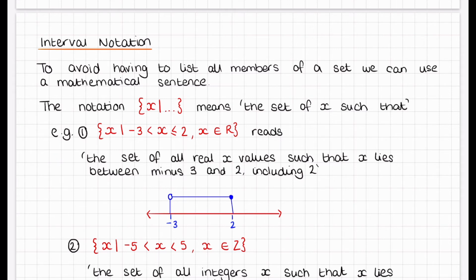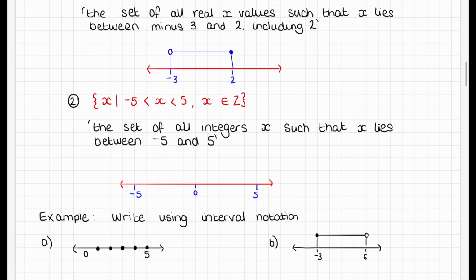Now the next one, I've got an integer one. So if you read this number 2 sentence, the set of all integers, because we've got x is an element of Z, and x such that x lies between -5 and 5. Now we notice here that it is just less than and greater than, no equal to, so we don't want to include -5 and 5.